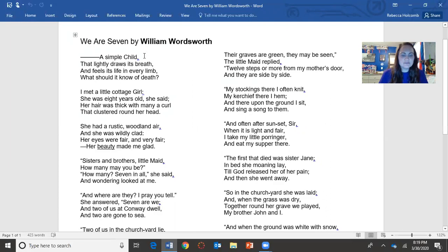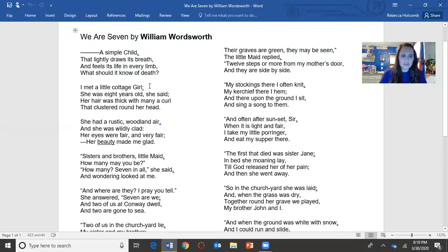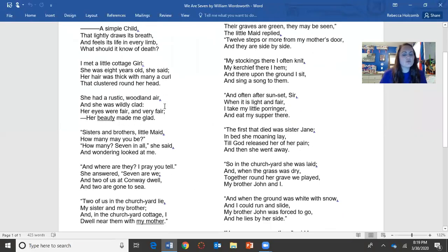A simple child that lightly draws its breath and feels its life in every limb, what should it know of death? I met a little cottage girl. She was 8 years old, she said. Her hair was thick with many a curl that clustered round her head. She had a rustic woodland air, and she was wildly clad. Her eyes were fair and very fair. Her beauty made me glad.